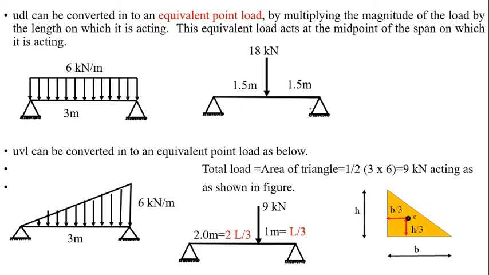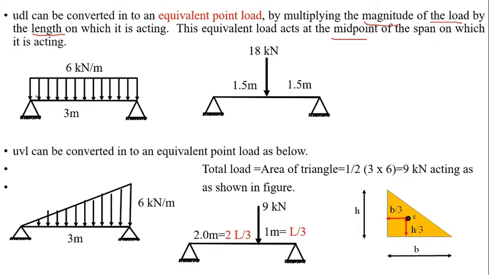Now, while solving problems on equilibrium, we have to convert UDL as well as UVL into an equivalent point load. So, how to convert UDL and UVL into equivalent point load? Let us discuss. UDL can be converted into an equivalent point load by multiplying the magnitude of the load by the length on which load is acting. Magnitude of the load by the length on which it is acting. This equivalent load acts at a midpoint of the span on which it is acting.